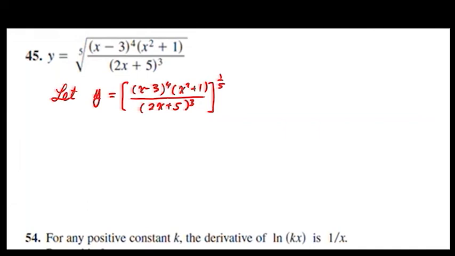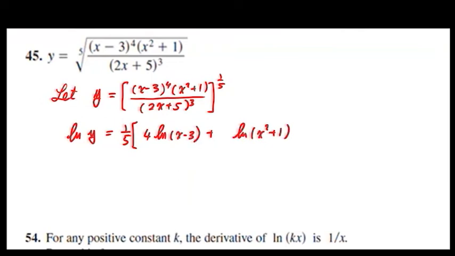Now, why am I introducing y? I'm not creating another variable to it, so I can take ln on both sides. And behold the power of ln. Number 1/5 out here, right? And then, actually, I'm gonna leave a little space. ln of x minus 3 to the 4th power, you get it? Plus ln of x squared plus 1. Oh, this one is first power. And this one is minus 1 in the denominator. ln of 2x plus 5 to the 3rd power.